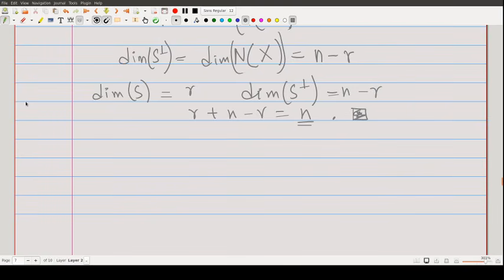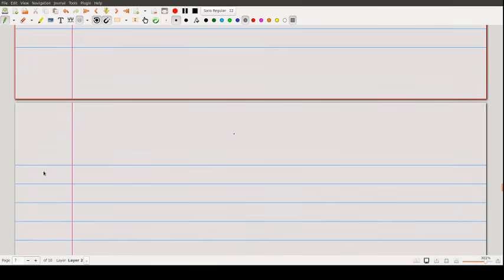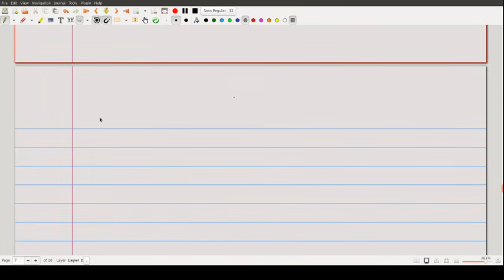Let's complete the proof by showing that indeed what we have to show is that x1 to xr and xr plus 1 dot dot dot xn is a basis for Rn, and let's try to do that. How do we do that? Well, consider a vector.